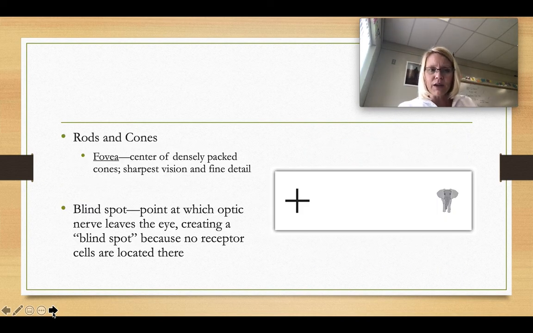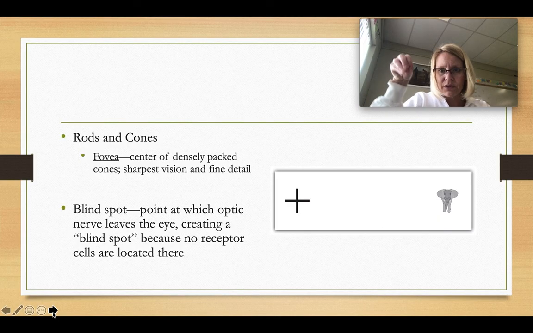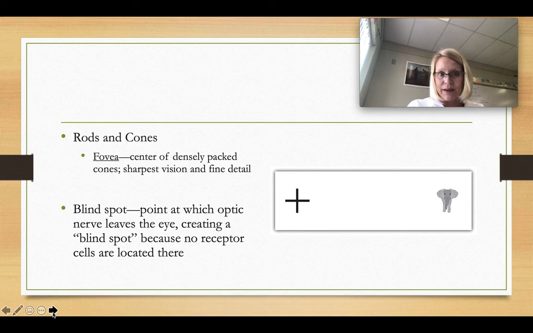Where we find these densely packed are, I should say cones, not rods. Cones, densely packed, are in what's called the fovea. The fovea is just a little tiny part of our retina in the back of our eye, and this is where we get our sharpest vision and fine detail. Think of this as the high definition part of your eye. You've got standard definition and you've got high def. Think of the fovea as the high definition.